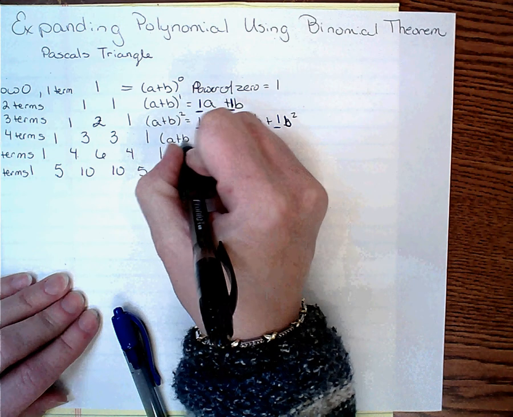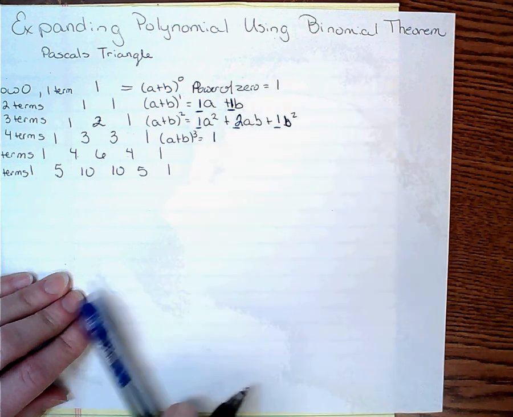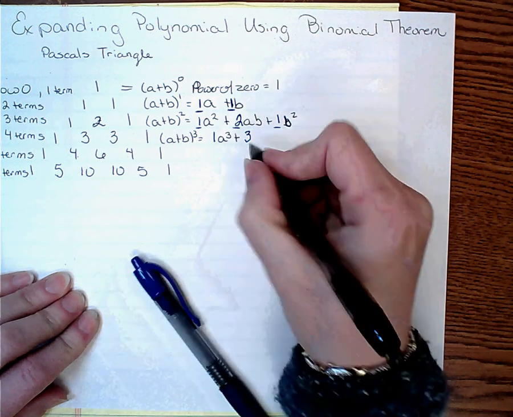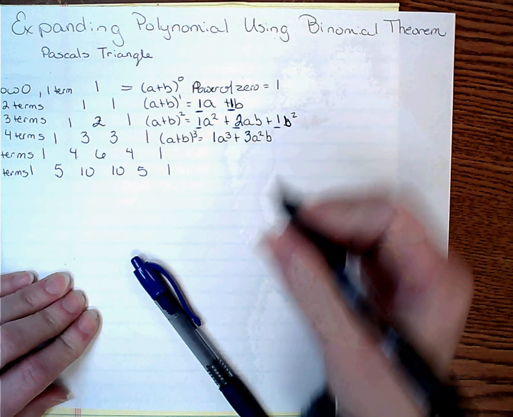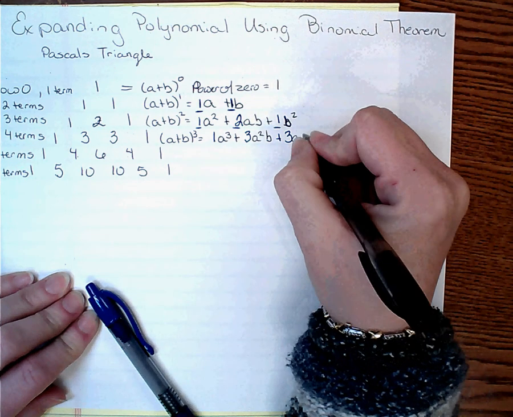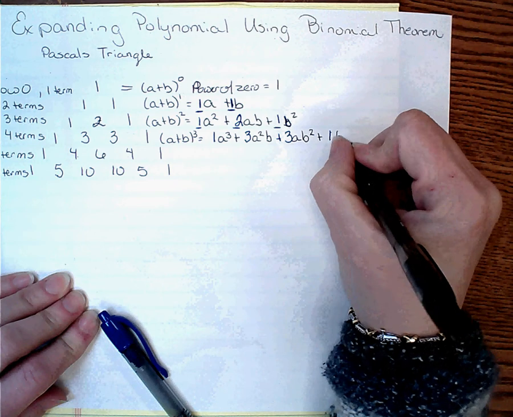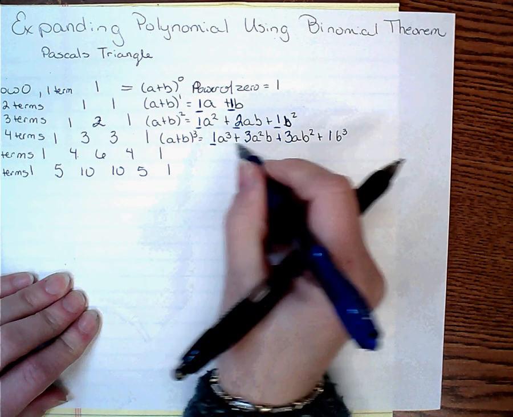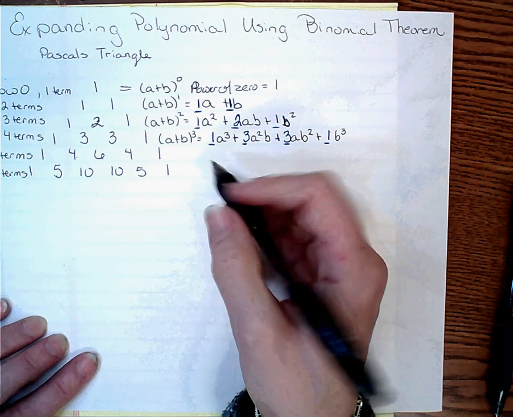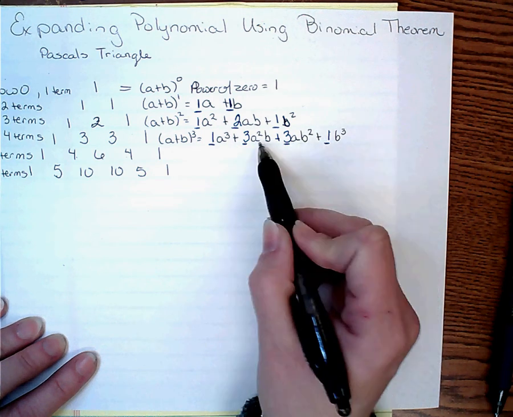A plus b to the third is going to give me 1a to the third plus 3a squared b plus 3ab squared plus 1b to the third. And again, the coefficients are coming from Pascal's triangle. The other connection I wanted you to make is that as I am adding these, my a's are decreasing and my b's are increasing coming this way.